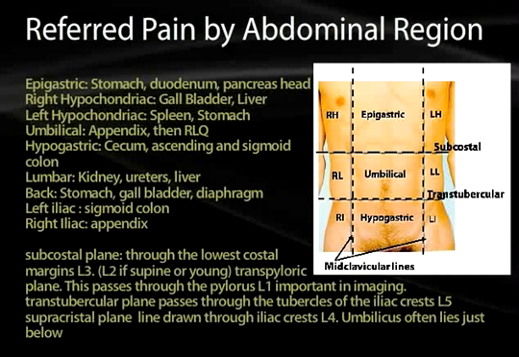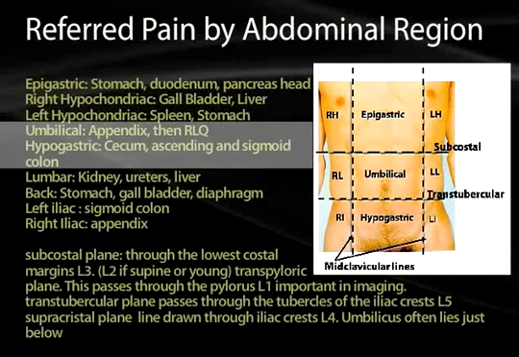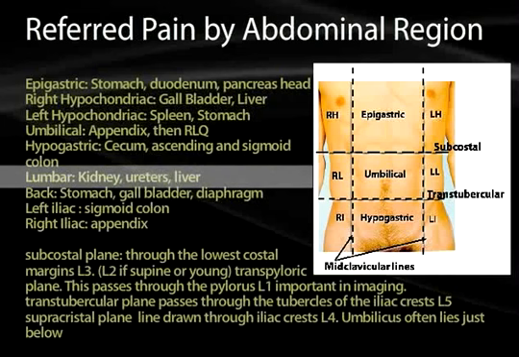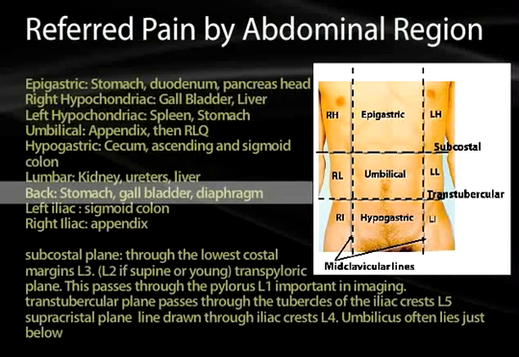When you think about referred pain and these 9 components of the anterior abdominal wall, here you can see the epigastric, which will be referring to stomach, duodenum, and pancreas head, with the right hypochondriac going to the gallbladder and liver, left hypochondriac to the spleen and stomach, and then the umbilical and hypogastric regions with the appendix, the cecum, ascending and sigmoid colons. And in the lumbar and back regions, you can see kidneys, ureters, and liver, and stomach, gallbladder, and diaphragm.